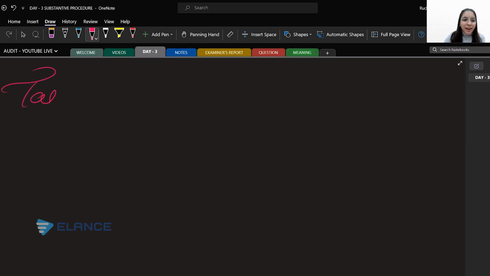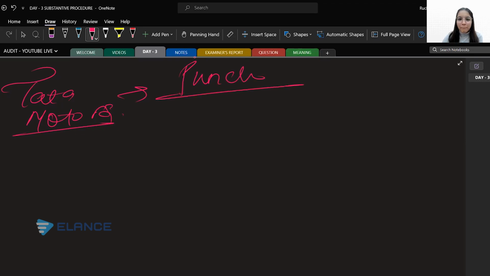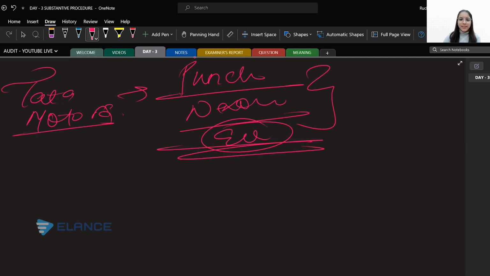Now, Tata Motors. Tata Motors is very famous in India. I don't know about other countries. Is it that famous in other countries or not? But in India, it's very famous. So Tata Motors has launched a lot of new cars. What are the new cars launched by Tata Motors recently? Punch, Nexon, EV. Okay. So Tata Motors has launched a lot of cars recently.